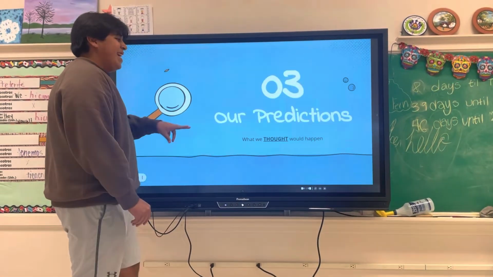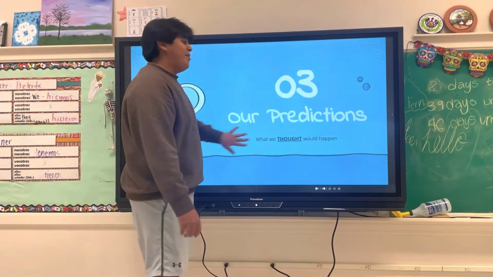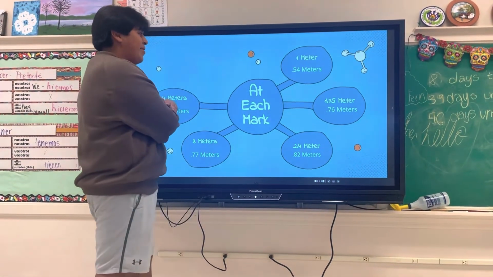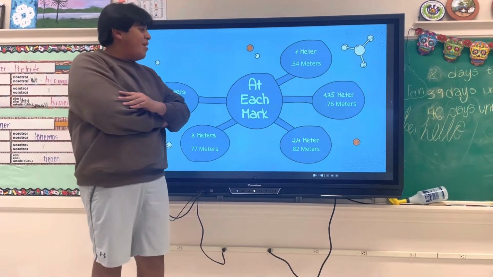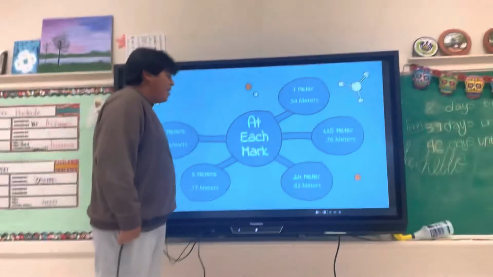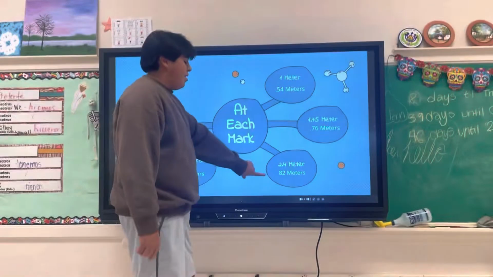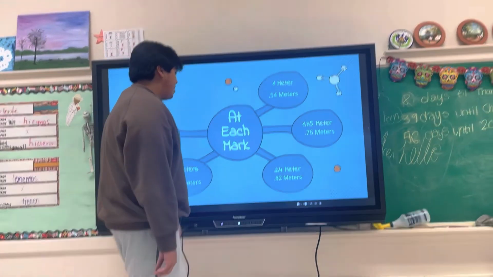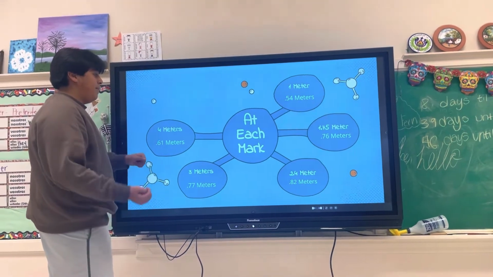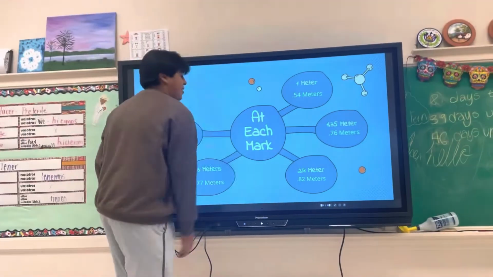Okay, so these are our predictions. This is what we thought would happen. So at 1 meter, we thought it would be at 0.454 meters tall. At 1.75 meters, we thought it would be 0.76 meters tall. 2.4, which was the middle of the course, it would be 0.82 meters tall. And then as you can see, for the 3 meters and 4 meters, it goes down because this is the peak, and then it would go down after that.